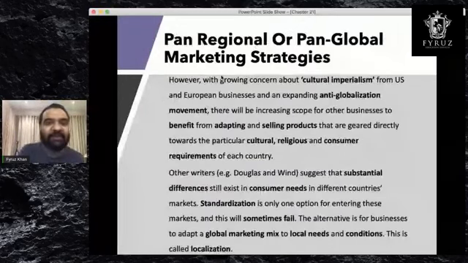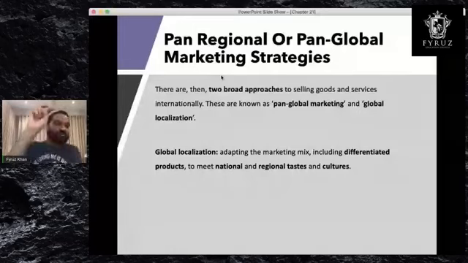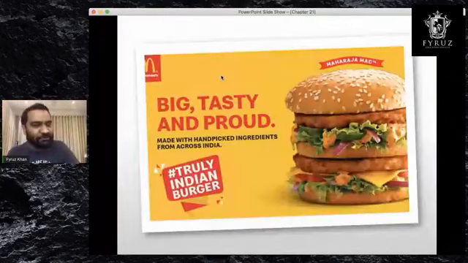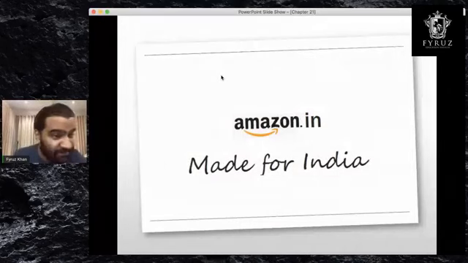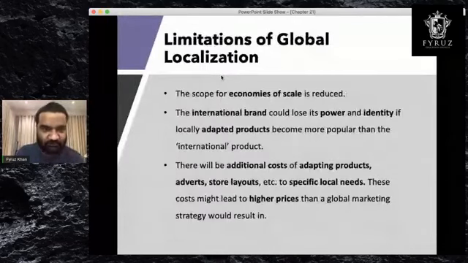Okay. And then comes when you want to change, because people are different in different regions. When you want to change the product, that is known as global localization. So we have two concepts: pan global, one product for everyone, and global localization, where you change the product a little bit, according to the taste of the consumer. And brands like McDonald's do it, brands like KFC do it, brands like Amazon, they do it all the time. Okay. So yeah, we've talked about that, benefits and limitations, right?